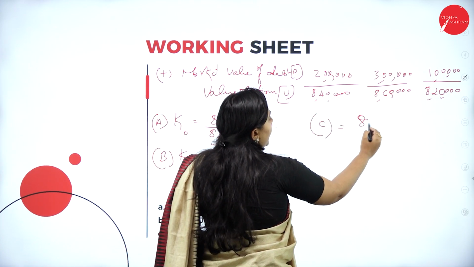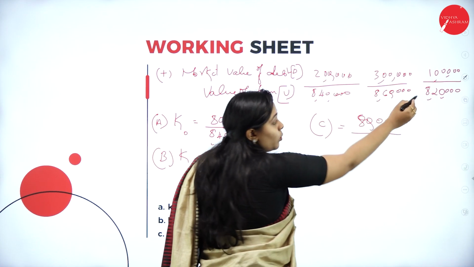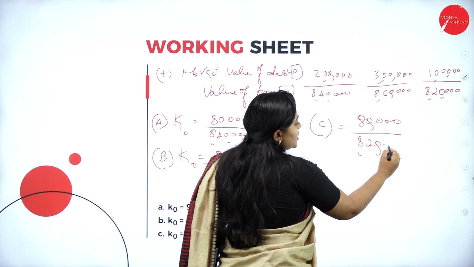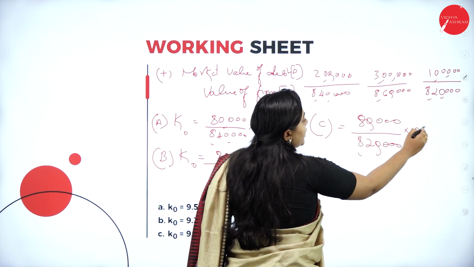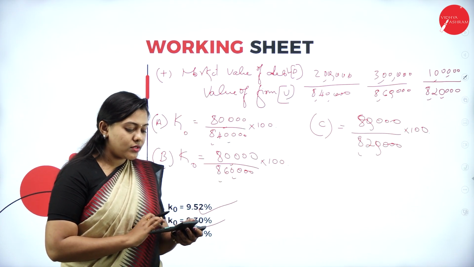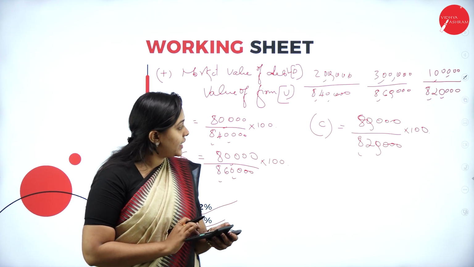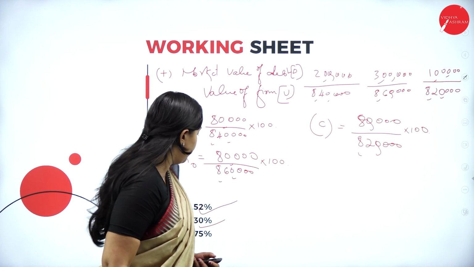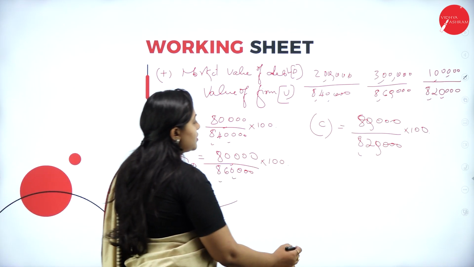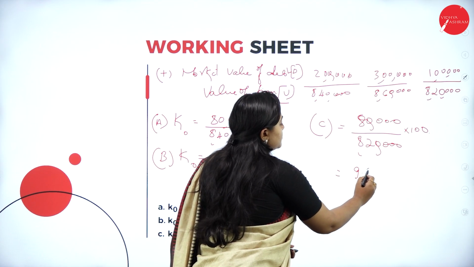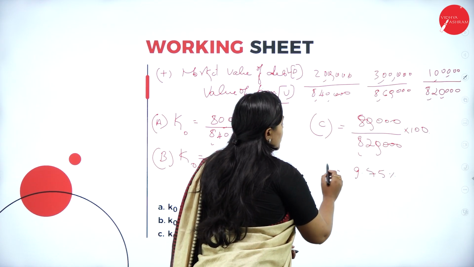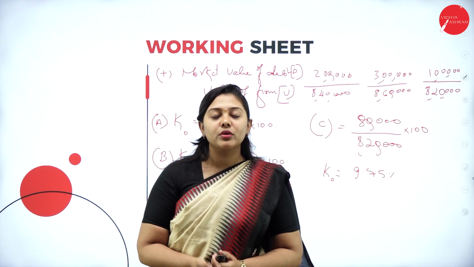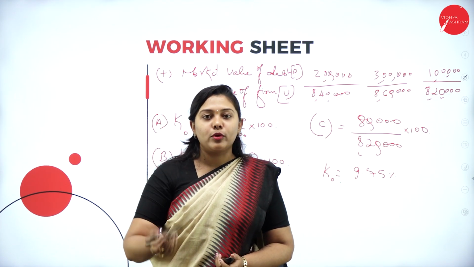Okay, next we'll solve the problem for case C. So same thing, EBIT will be 80,000. The value of the firm for case 3 is how much? 8,20,000 into 100. If you solve that, 80,000 divided by 8,20,000 into 100, you'll get 9.75%. This is your overall capitalization rate. So this is how we compute the NI approach problems.